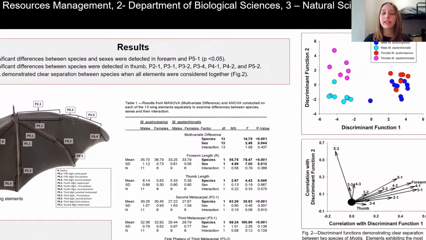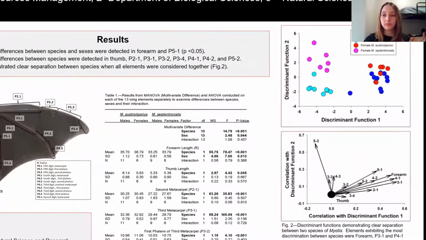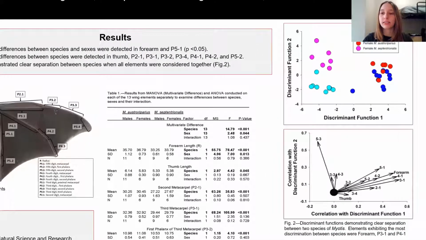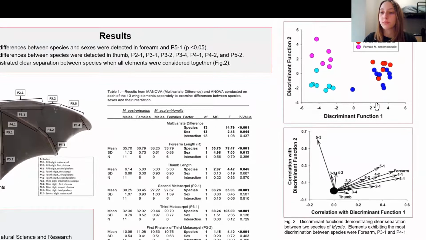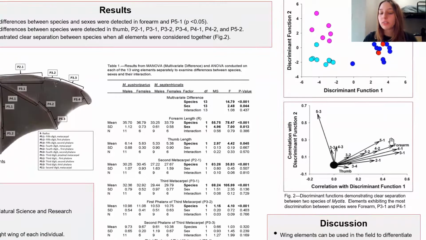Now, all of these univariate differences came together for one large multivariate difference. This multivariate difference is evident in the discriminant function analysis in Figure 2. So all of these dark blue and red dots represent austroriparius, and all of these light blue and pink dots represent septentrionalis. As you can see, there's no overlap between, so the wing morphologies are distinct between species. Most of this variation is due to the forearm length, the fourth metacarpal, and the third metacarpal.